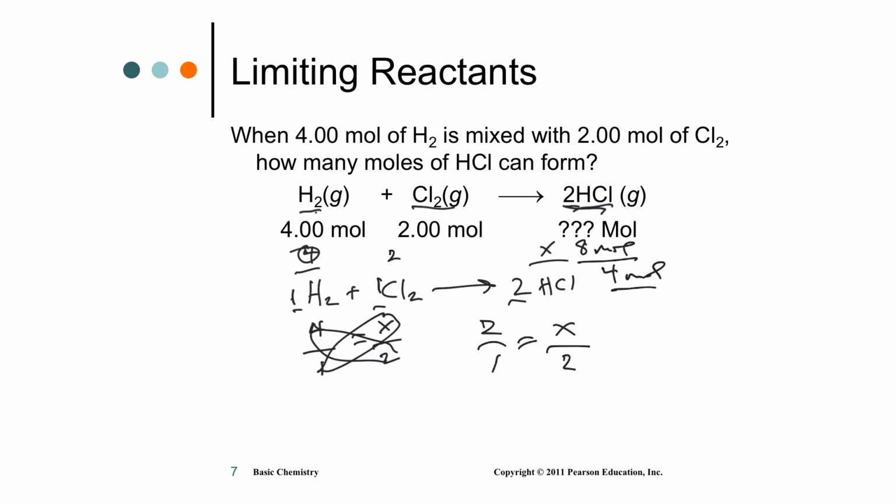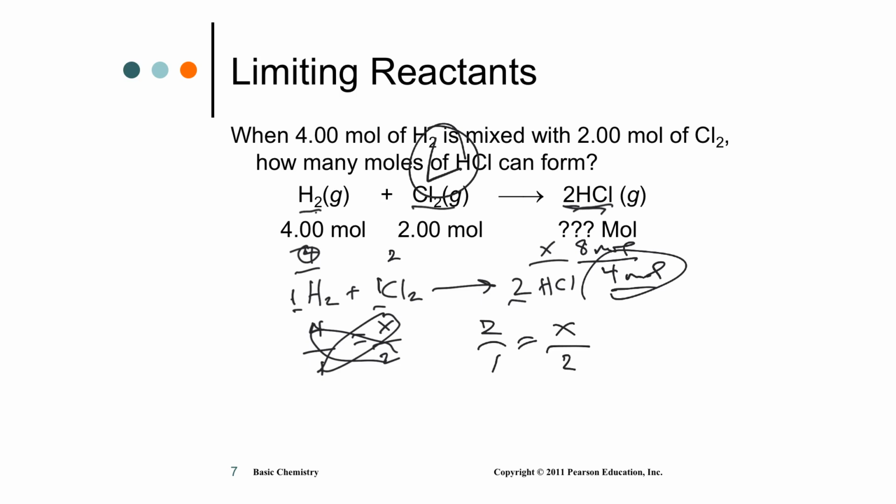Do you see that I can't make more product than I have chlorine? My chlorine limits it. This is the limiting reactant. It makes smaller amounts of product. So if I use all my chlorine up, I'm going to have leftover hydrogen. I can't use all the hydrogen because I need chlorine to build with it.